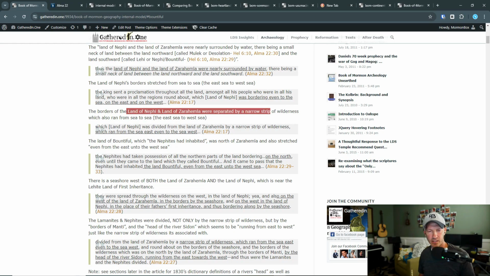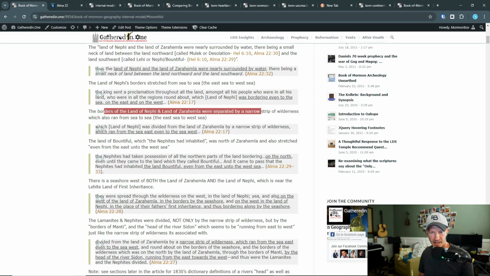You can see they've all got their strengths and weaknesses here. You can judge for yourself which one you think is best. Like I say, even for the narrow strip of wilderness, I think mine is best, but the other Mayan models have a great narrow strip of wilderness. Okay, so the land of Zarahemla are separated by a narrow strip of wilderness.